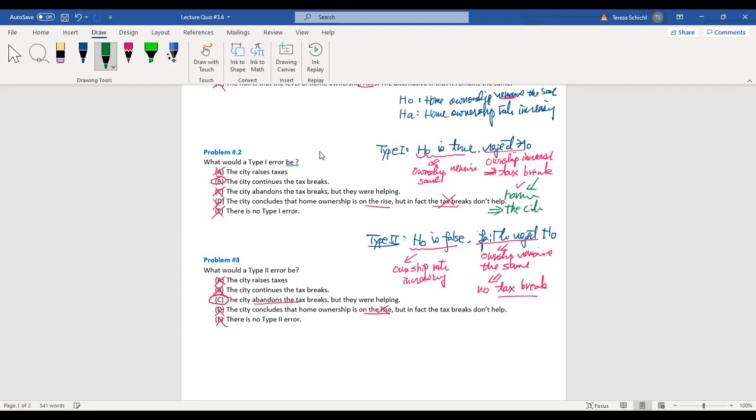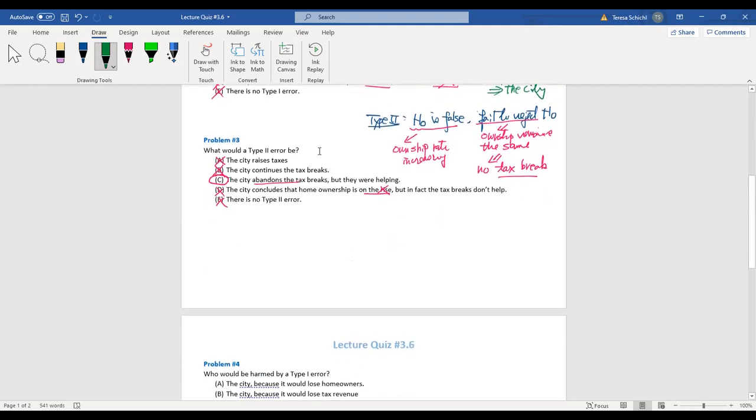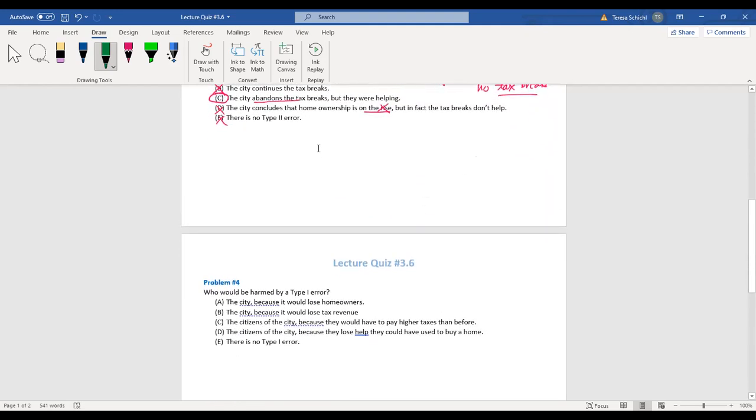The impact is to the city, right? Because ownership remains the same, but you say it increased. So the city continues on the tax break here, right? Because they have a tax break, then they lost what? They lost tax revenue, right? So let's see which one is the correct one here.